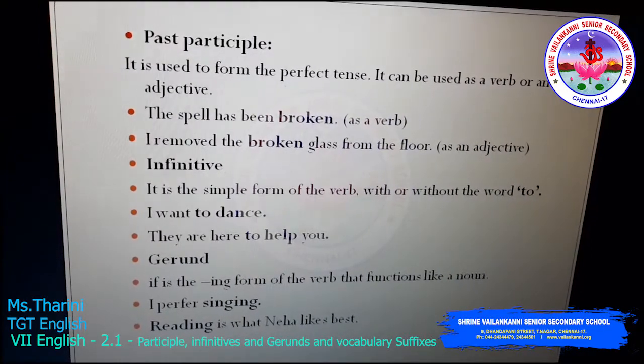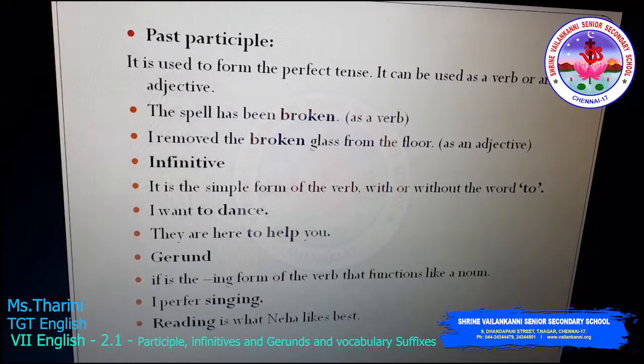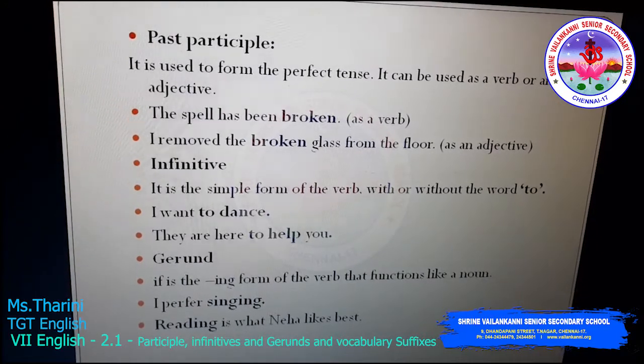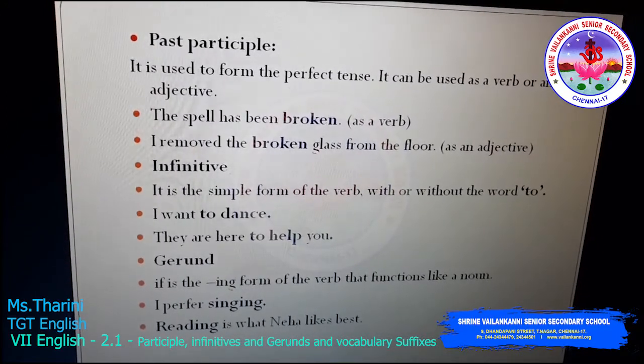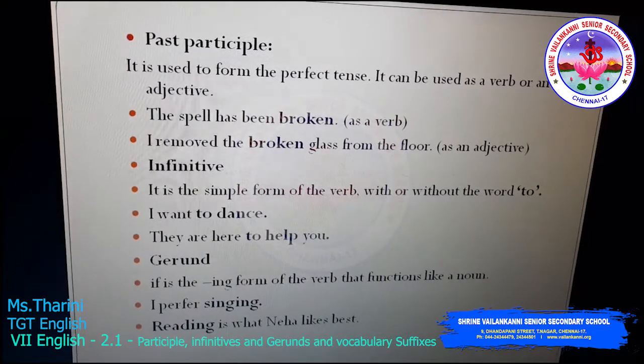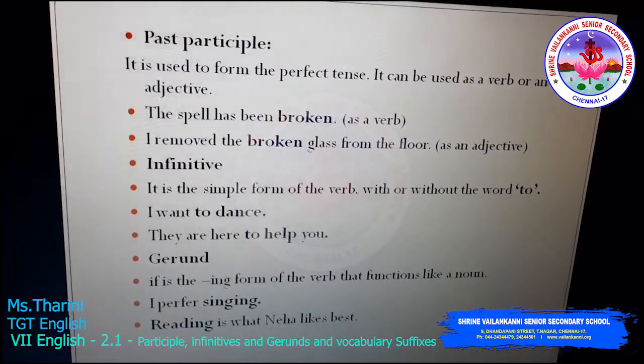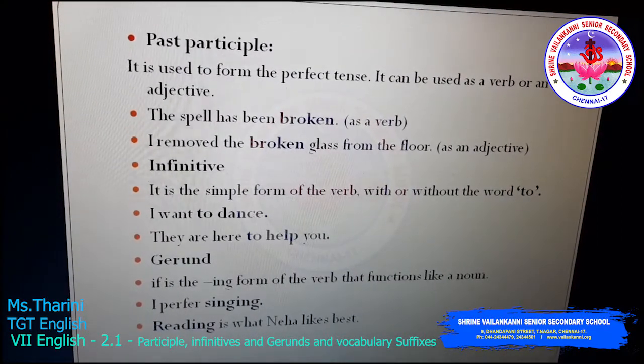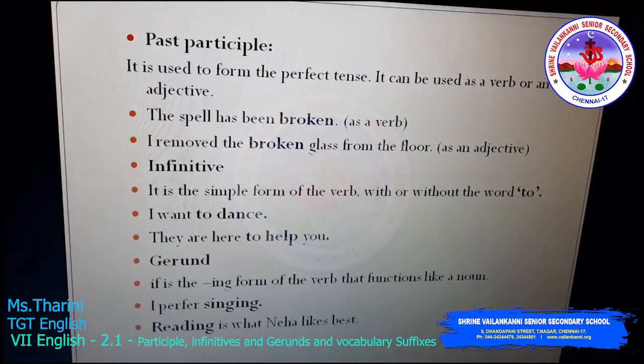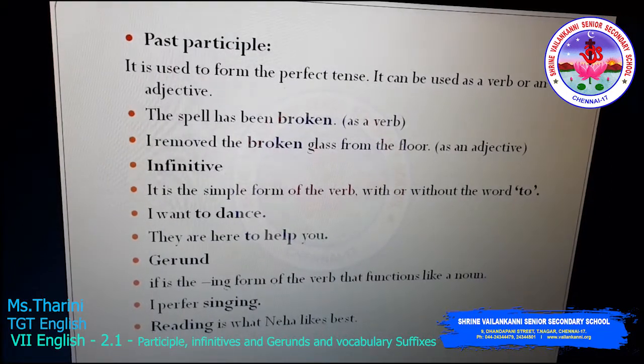Okay? Infinitive. It is the simple form of the verb, with or without the word to. It can be with to or without to. I want to dance. They are here to help you. Yes? So next comes your gerund.